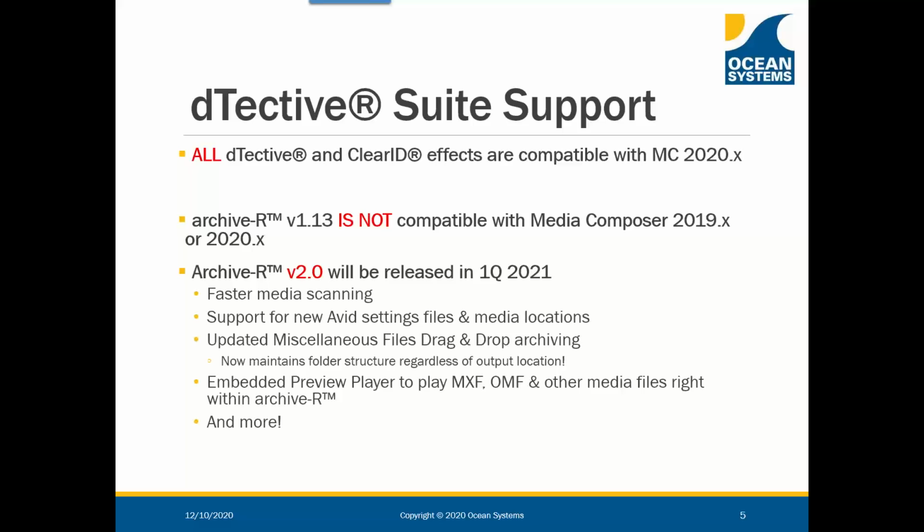However, we have been working hard and heavy on that as well as other products, and have some exciting new features that will be introduced in the next version of Archiver in the first quarter of 2021, including much faster media scanning, support for the all-new settings files that Avid is using with XML settings files and things of that nature. They have some new default media locations if you're a first-time installer. So all of those things were accommodated in the upcoming Archiver release.